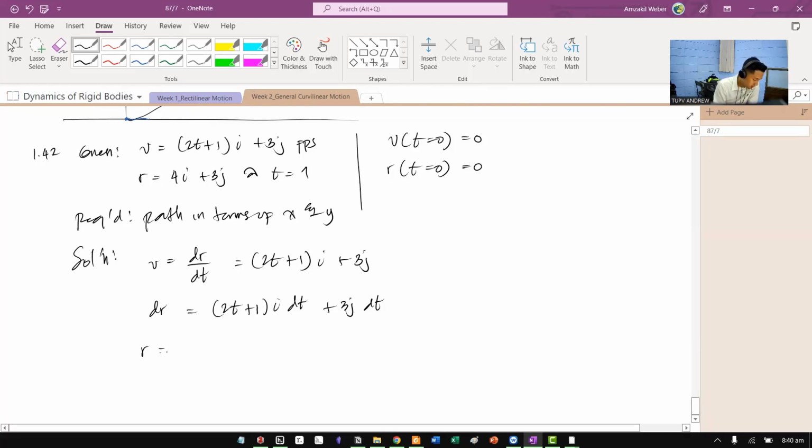So this should be r, okay, direct integration. And this would be t squared plus t, correct? The derivative of t squared plus t is 2t plus 1. What's missing is the dt, so when you integrate, you derive, you add the differential dt. This should be 3tj. And don't forget c. Alright?